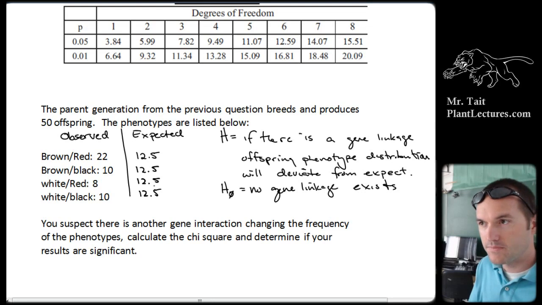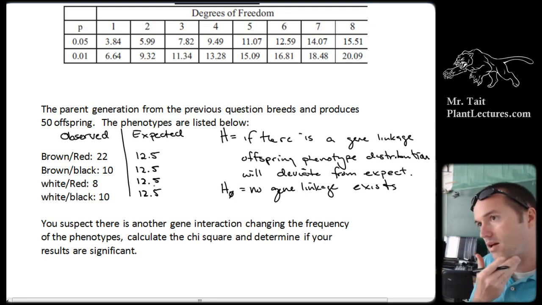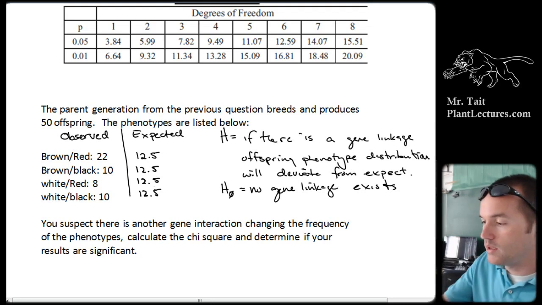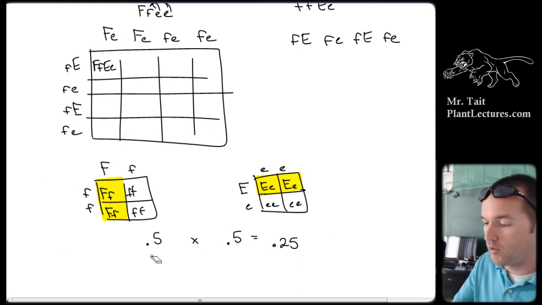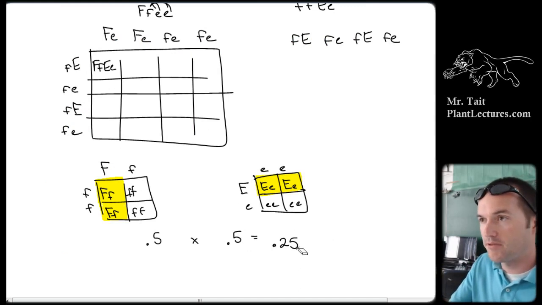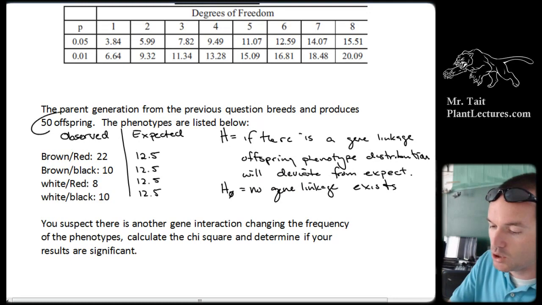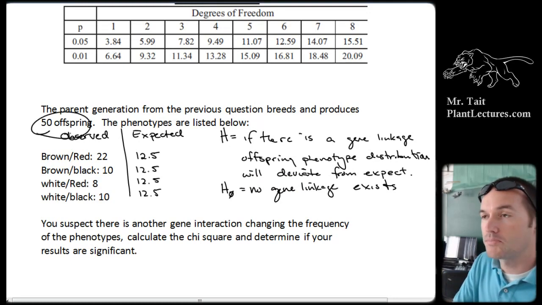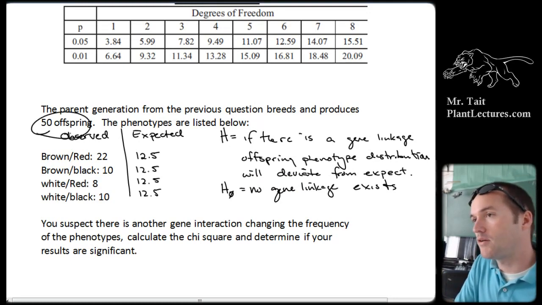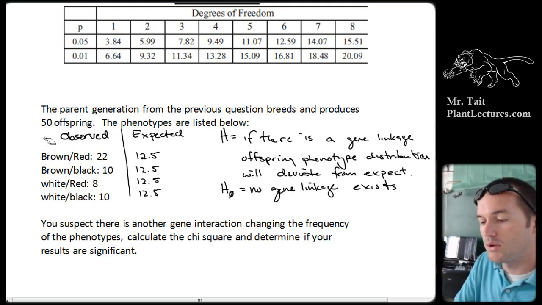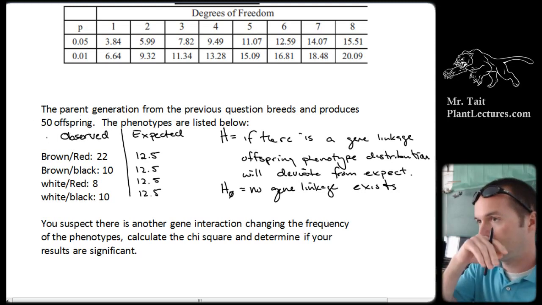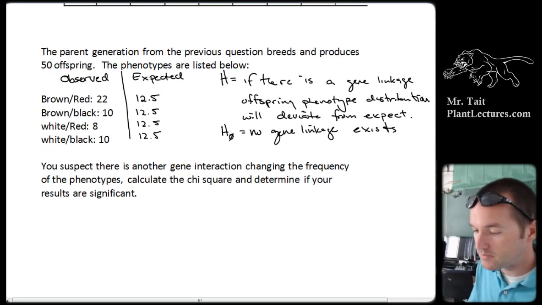Yes, Alan? I'm so confused on how you got it. So we determined that our probabilities were 0.5 times 0.5, which is 0.25, right? Then it says that there's a total of 50 offspring. So we took 0.25 times 50, which is 12.5. Oh. So we expected 12.5 offspring to be, yeah. Okay, so now we need to do chi-square.